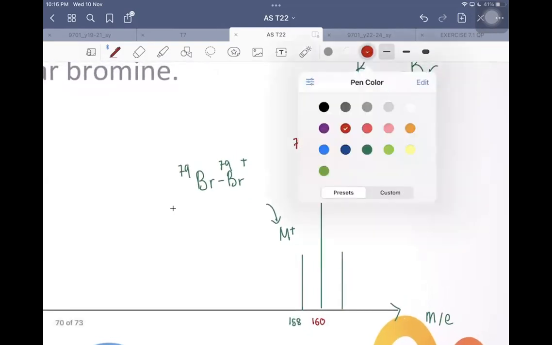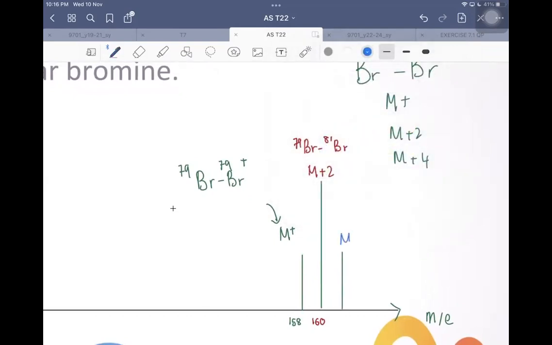And lastly, if I use blue, is the M+4, which is produced by, forgot my positive charge, right? It's red. And the last one is blue. Okay. It is produced by 81 bromine and 81 bromine. And if I didn't have a calculator with me, I know it should be +4 from my molecular ion. So 158 plus 4 is 162. Okay, so that's when I have 2 bromine atoms.